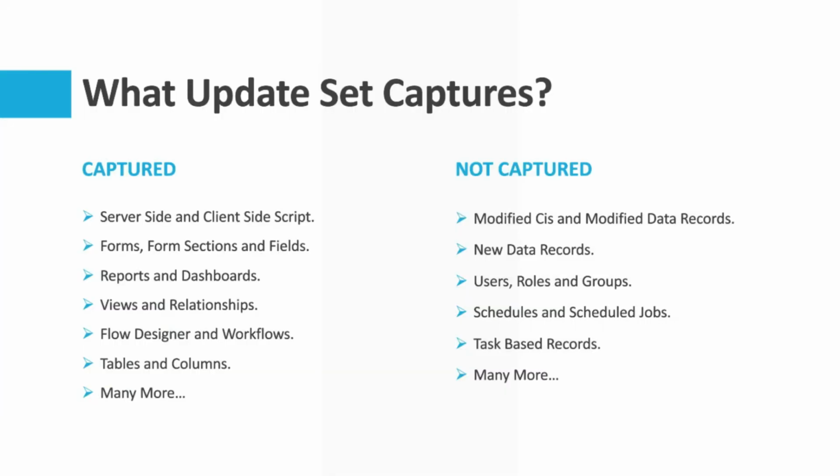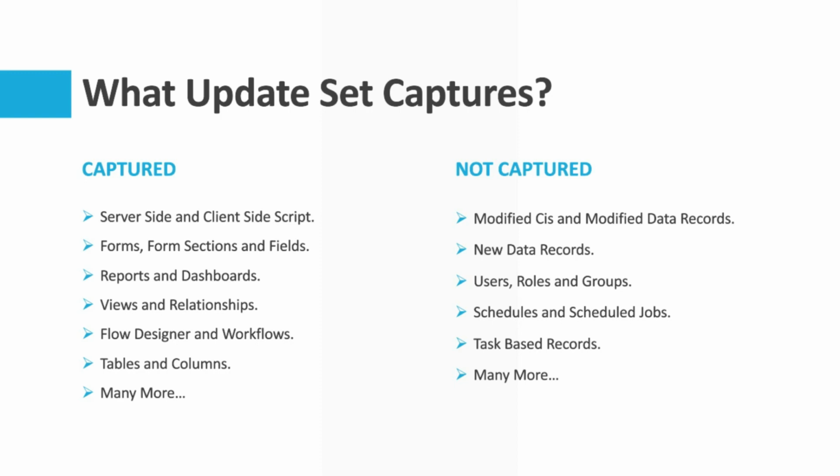Okay. Now I will tell you what an update set captures and what it does not. What is captured in an update set is server-side and client-side scripts, forms, form sections and fields, reports and dashboards, views and relationships, Flow Designer and workflows, tables and columns, and many more, like catalog items and record producers. There are a lot of things which are captured in an update set.